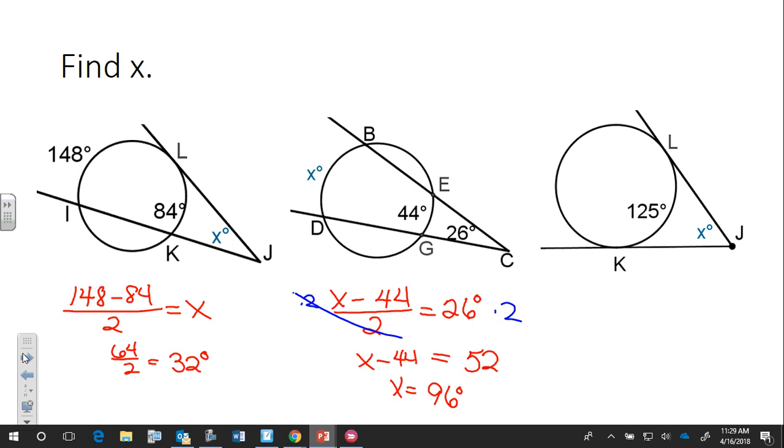Wait, what are we all doing today? So, last one. What are we doing here? There's one more after this one. Meeting inside or outside? Outside. So, outside we need to subtract, right? So, we know our angle will be equal to our big arc minus our small arc divided by 2. But we only know our small arc. Can we find our big arc?